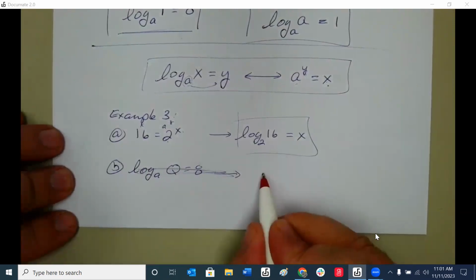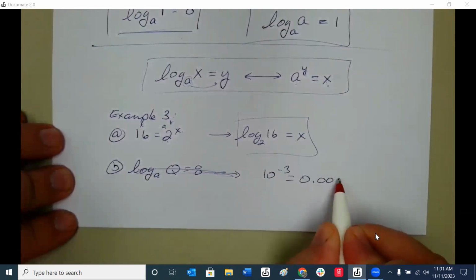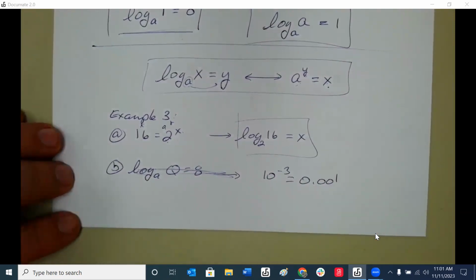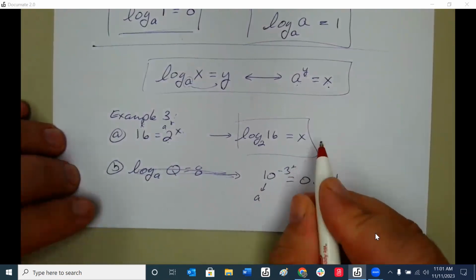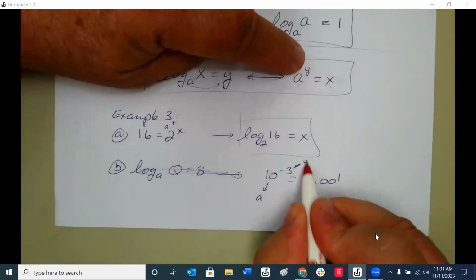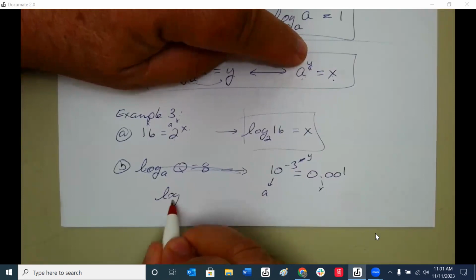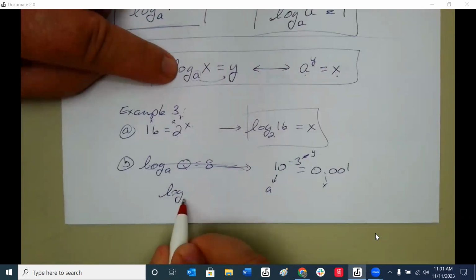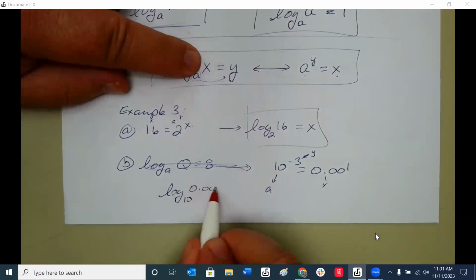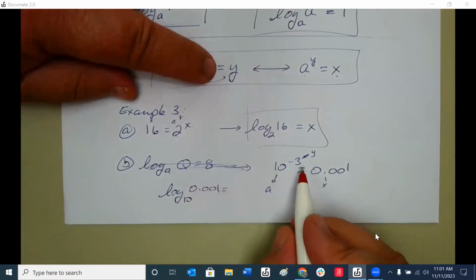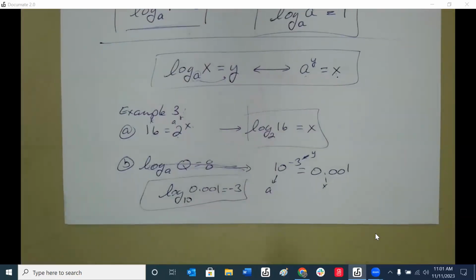10 to the power negative 3 equals 0.001. So this is a, this is y, and this is x. So log base 10 of 0.001 equals negative 3. And there's the conversion.